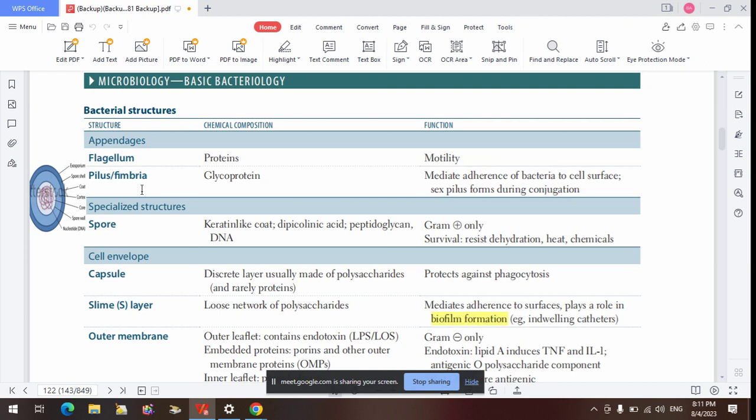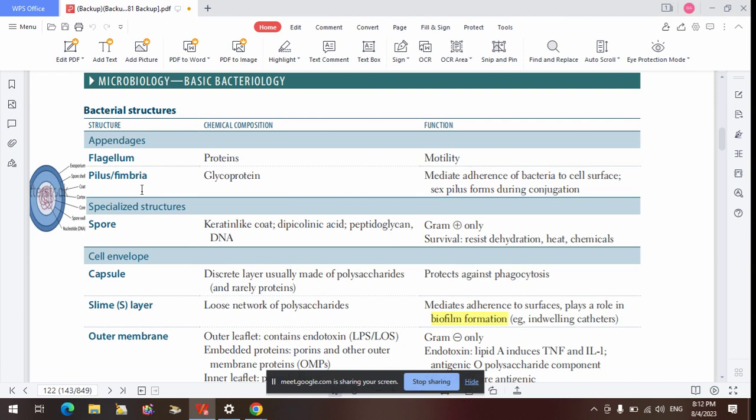The spore is a specialized structure because not all bacteria use the spore. The only type of bacteria that has a spore are the gram-positive, and it's not even all of them. We are still going to mention some of them during the course of the discussion. So we should just know that spore is a specialized structure and it only exists in gram-positive.